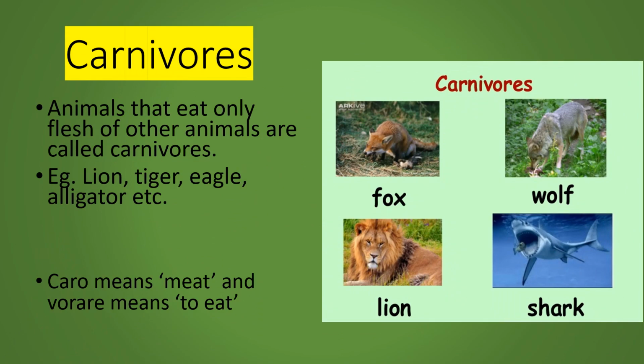Carnivores. Animals that eat only the flesh of other animals are called carnivores. Example: lion, tiger, eagle, alligator, etc. Caro means meat and vorare means to eat. They are also known as flesh-eating animals. They have long and sharp teeth for tearing the flesh of animals.